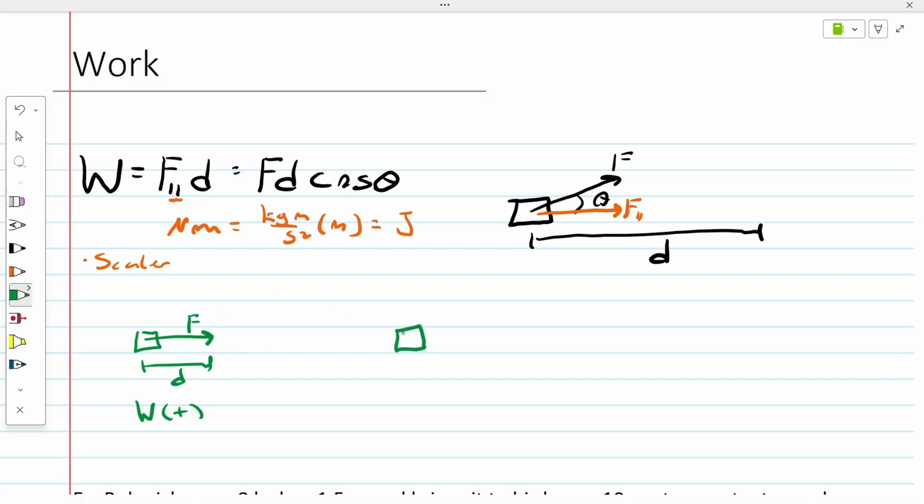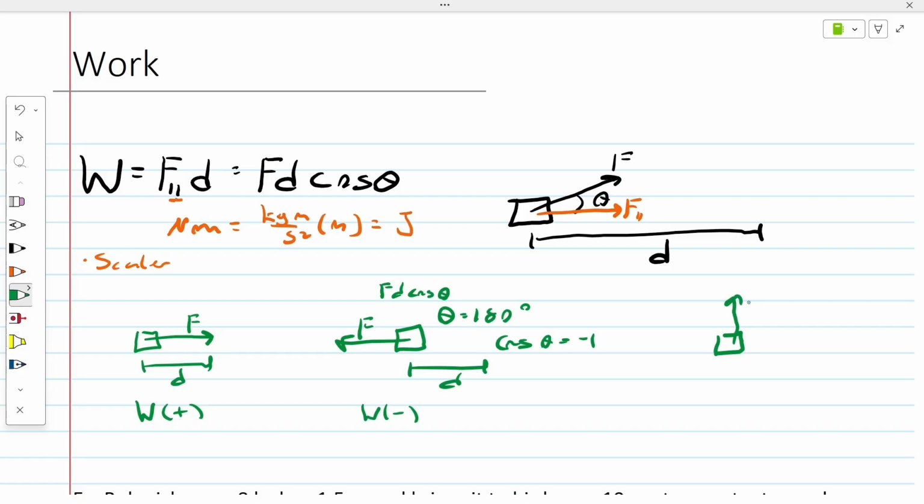But if we have a different box and the force is being applied in this direction but the distance is this direction, in this case the work is going to be negative, because if we did F d cosine of theta, this theta would equal 180 degrees, and so cosine of theta would be equal to -1, and so you would have a negative work.